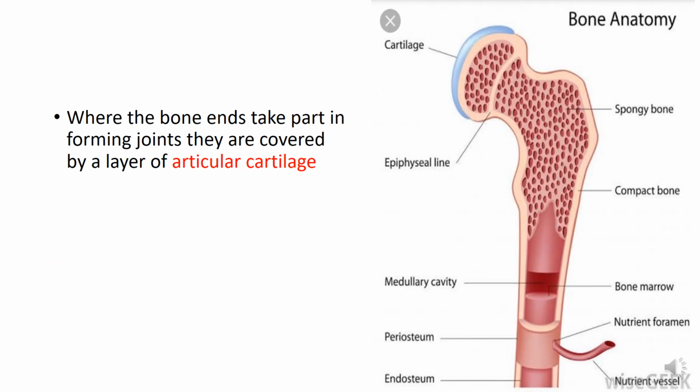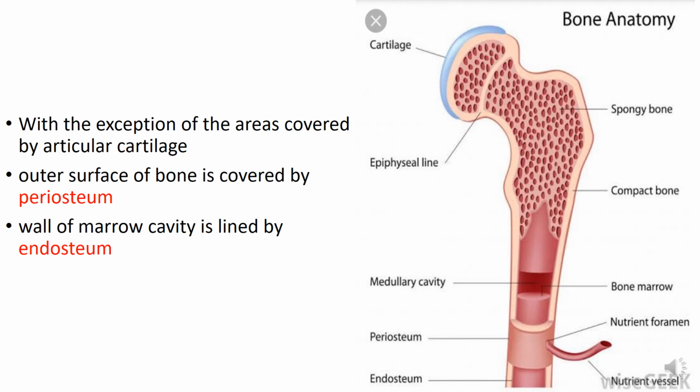Now at the bone ends where the bone participates in the formation of a joint, that is, when the bone participates in articulation, you will have a cartilage that is known as articular cartilage. With the exception of this area covered by articular cartilage, the outer surface of bone is covered by periosteum. And the wall of the marrow cavity is lined by endosteum.